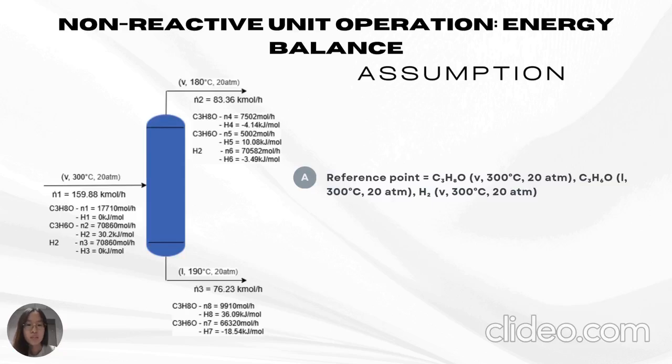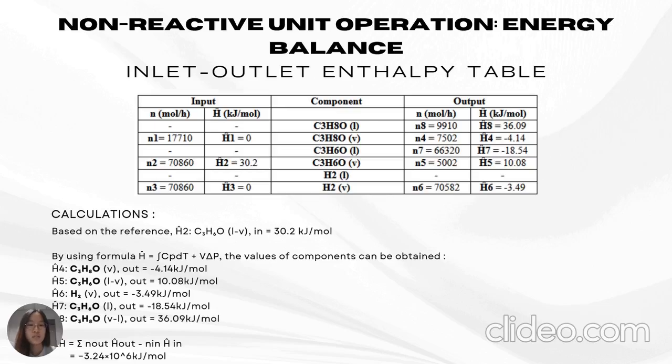This is the assumption we made. For the reference point, we chose the same reference point for all the species, which is vapor state, 300 degrees Celsius, and also 20 atm. We created an inlet-outlet enthalpy table to help with the calculation of delta H.